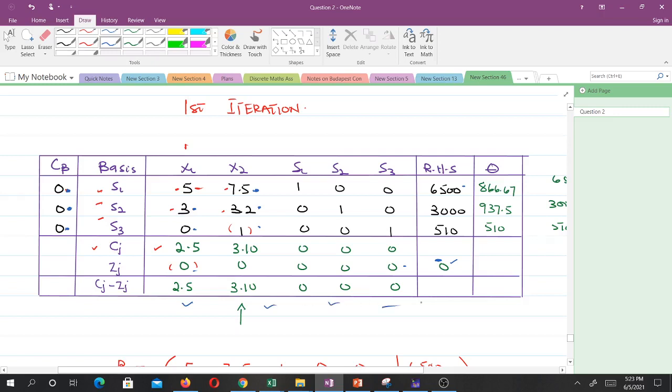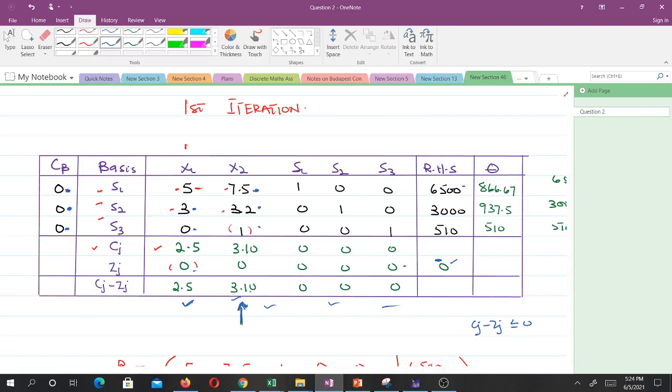So you can see that the stopping criteria has to be this. And it's not met here because this is positive, which is 2.5. This is also 3.1, which is greater than or equal to 0. So we have to take the largest one out of the two. You can see that 3.10 is the largest, so we are going to take that one. And that one will have to go into the solution to replace one of the bases.